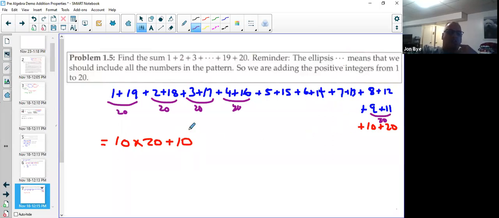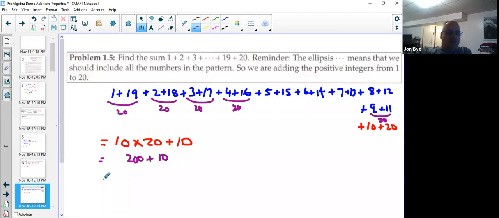But then we left out the 10, right? It's not as nice and neat as I would like to do it, because it requires us remembering that we forgot the 10 and we forgot the 20, and then we have to work it in. But the answer is going to be the same, right? So 10 times 20 is 200 plus 10. So, the final answer is going to be 210.